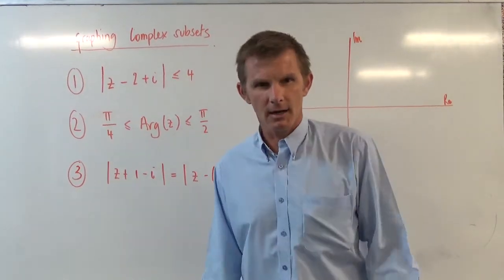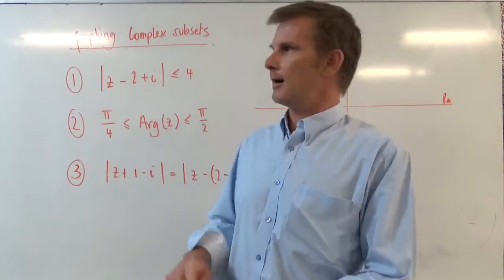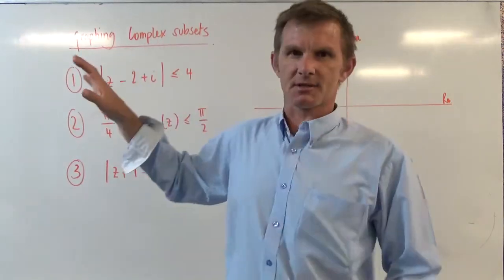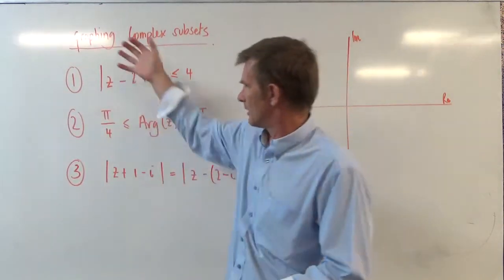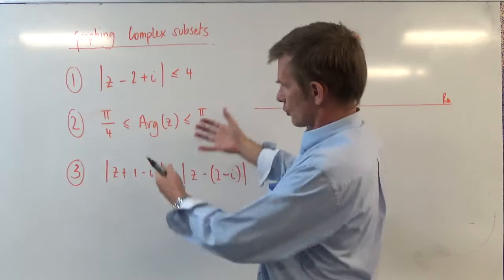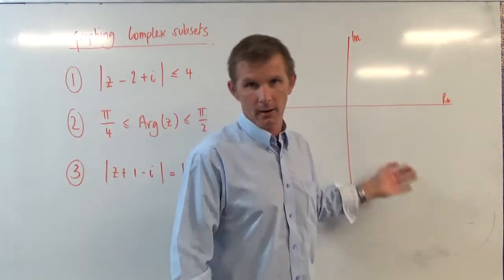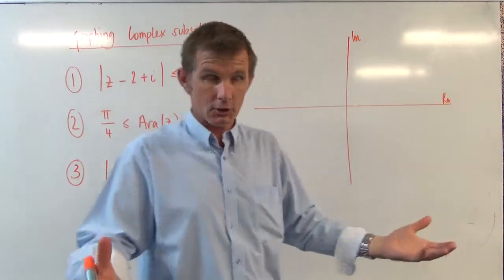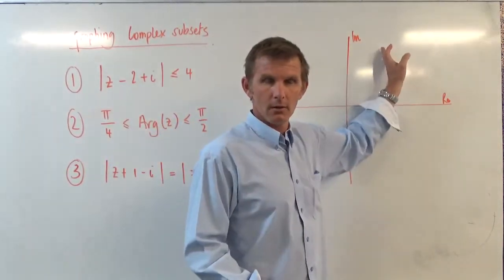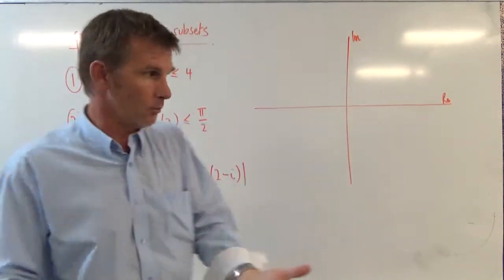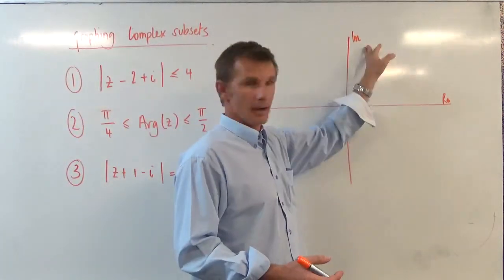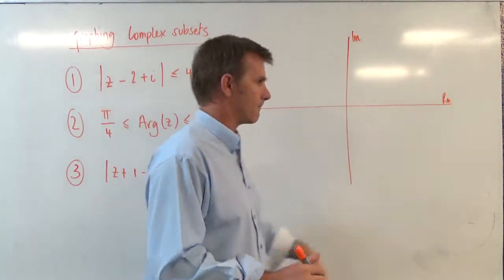G'day everyone, a quick video here on graphing complex subsets. So essentially what we're doing is taking a complex sort of equation and taking it to our Argand diagram, which is similar to our Cartesian, but that would be x and y. Because we're talking about imaginary or complex numbers, we've got real and imaginary to graph on here instead.